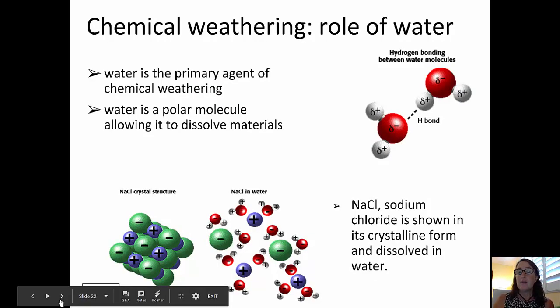So when we think about chemical weathering, we should think first about the role of water. Water is the primary agent of chemical weathering, and that is in part because water is a polar molecule, which allows it to dissolve materials. And in this example, you can see that sodium chloride, or salt, is being dissolved by water. And you see that the sodium, which are the positively charged particles, are being attracted to the negatively charged oxygens in the water. And the negatively charged chlorines, represented by the green balls here, are being attracted by the positively charged hydrogens, which are the white in this diagram.